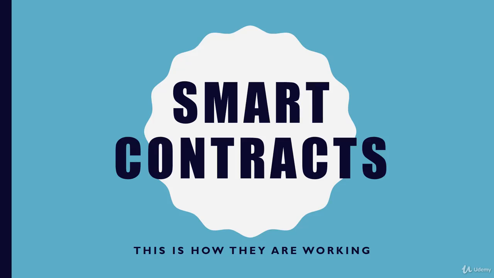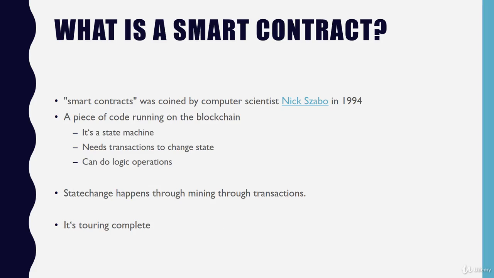This is exactly how smart contracts are working. First, let's have a look at what a smart contract is anyway. The term smart contracts was coined by a computer scientist named Nick Szabo, and this was already in 1994. Essentially, within Ethereum, it's a piece of code that is running directly on the blockchain.